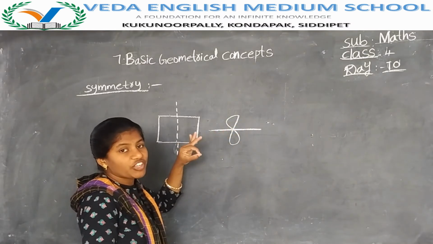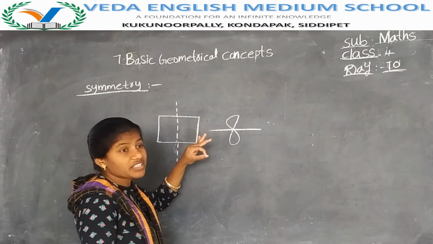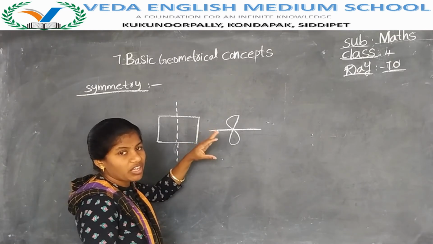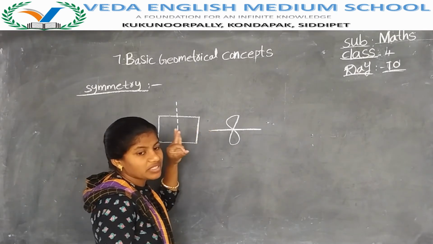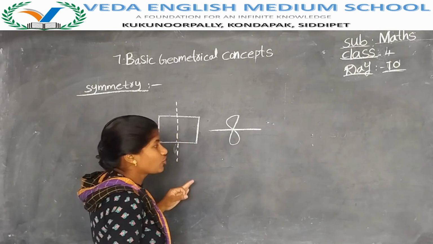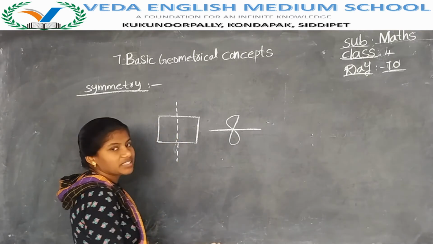A line which divides an image or figure into two equal halves is called symmetry or a symmetrical line. Understand? So based on that, I have to make two equal parts.